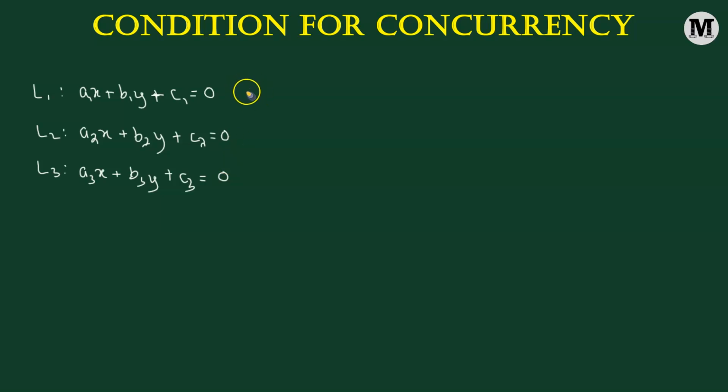Concurrency means having a common point, lines that pass through a single point. To find out the condition for concurrency, all we can do is take any two equations of lines at a time. For instance, let's pick up equation number 1 and 2, that means line 1 and line 2. We're going to solve these two equations simultaneously. That's going to give us the values for x and y. And whatever values of x and y we get, that must satisfy the third line. Only then can we say that the three lines are concurrent.